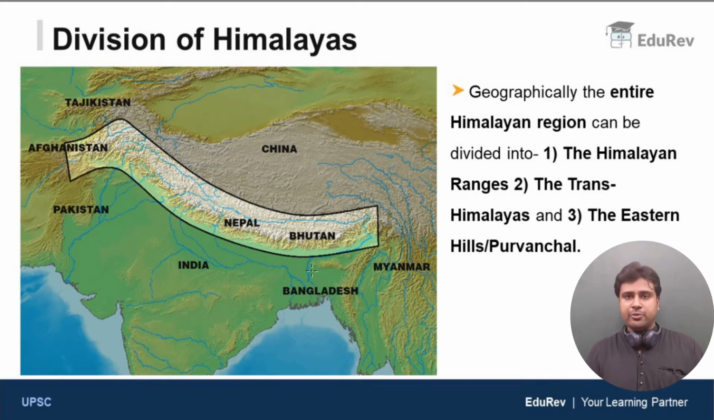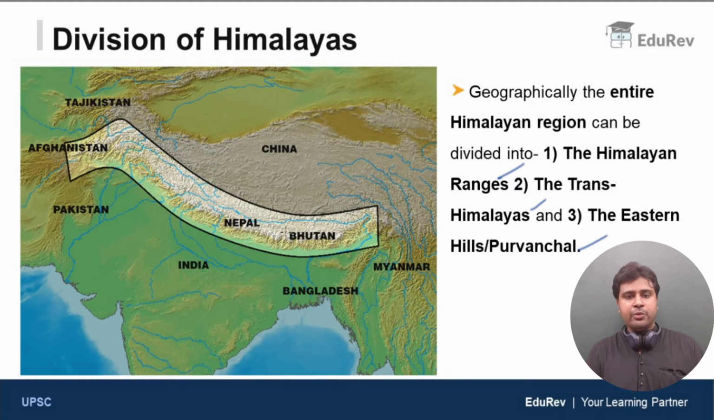The entire Himalayan region, which is highlighted here in the map and which is spread across many countries, is geographically divided into three regions. The first one is Himalayan Ranges, the second is Trans-Himalayas, and the third is Eastern Hills or Purvanchal. So I hope there is no confusion here.